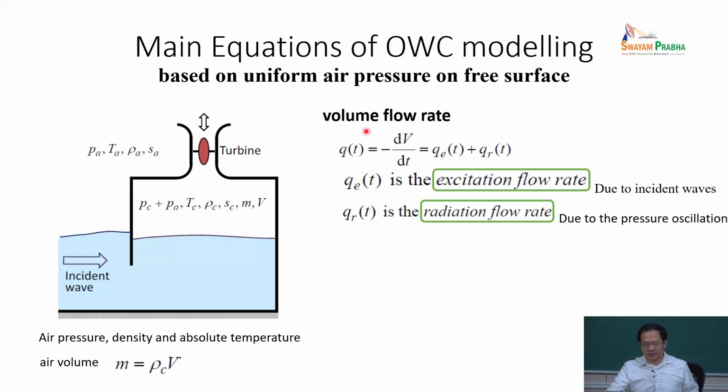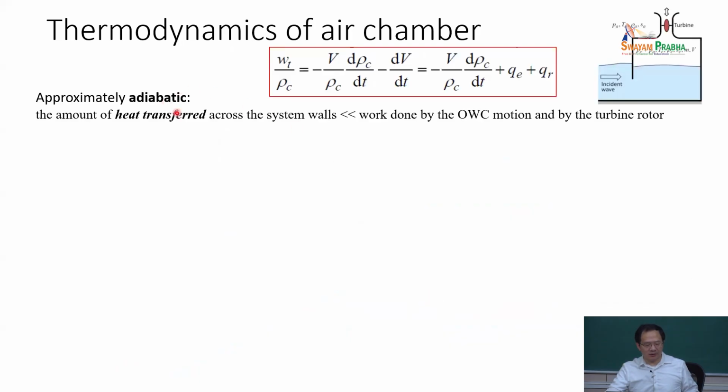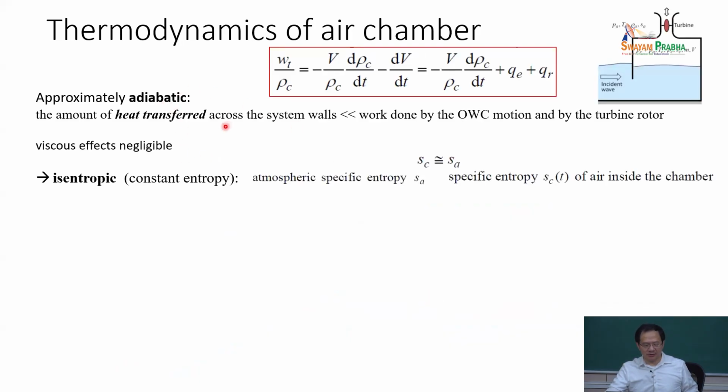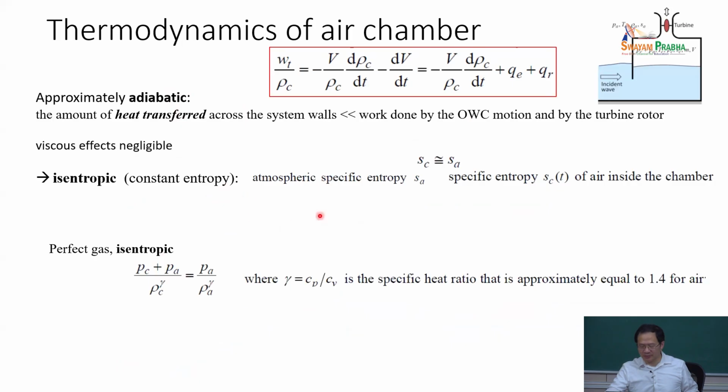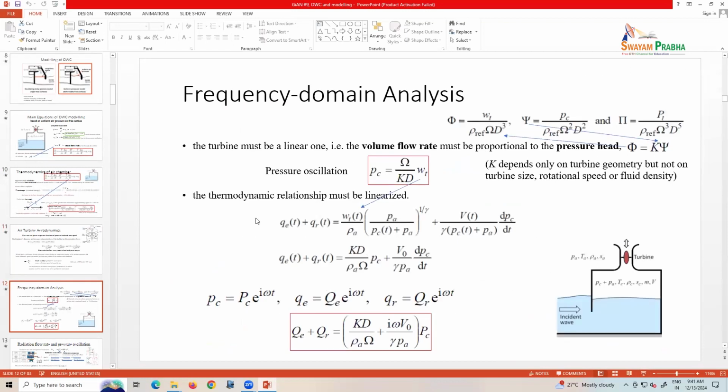There are quite a few pages, so skipping them lets us cover more content. They split the flow rate into excitation flow rate and radiation flow rate. Then they write the mass flow rate relationship and eventually make some assumptions, using the ideal gas condition. So the air turbine dynamics are normalized based on the rotation speed, pressure, and power output. It's normalized. That is an important part I want to point out.